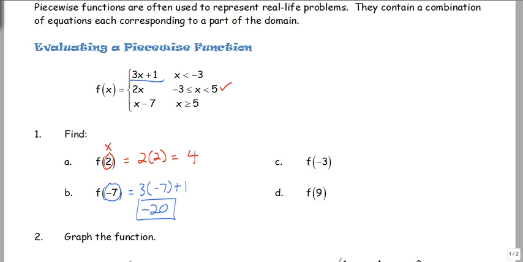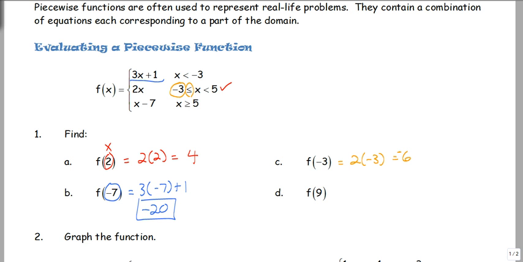If I look at negative 3 now, be careful. Negative 3, this does not include negative 3. This one does because of the equal sign. So, because of that, we have to use the 2x again. Negative 6 is my answer.